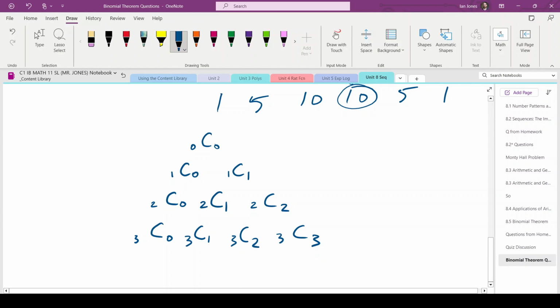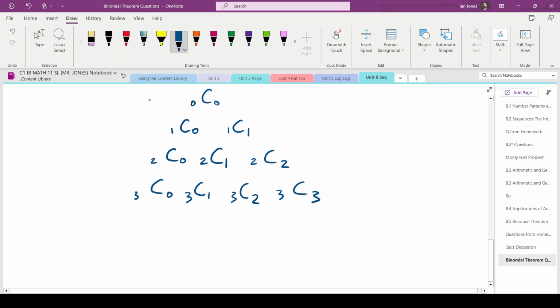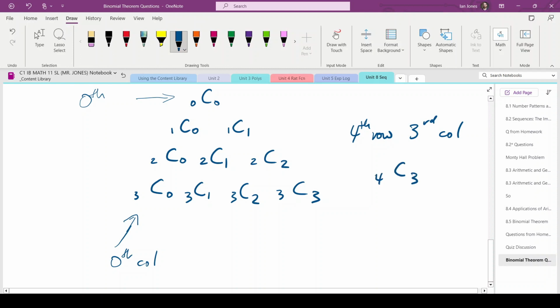Okay, so you should be able to recognize that counting this as the 0th row and counting this as the 0th column, we get n choose r in this triangle. So in the 4th row, 3rd column, we get 4 choose 3, where we're counting starting at 0. Okay, that's the next important thing to understand.